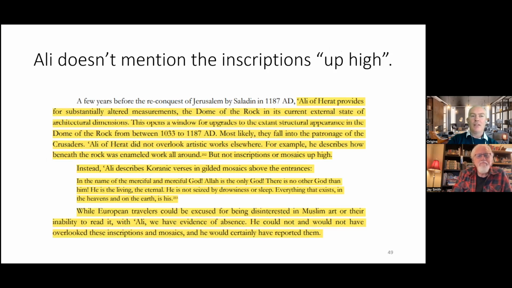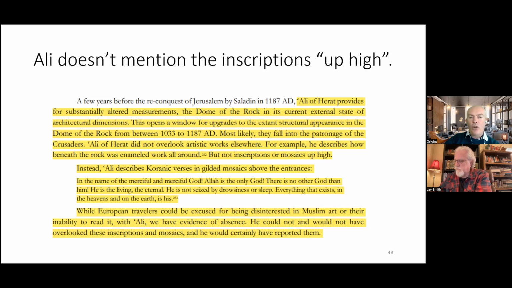Go ahead. Okay, so Ali is another visitor. He doesn't mention the inscriptions up high. A few years later, before the reconquest of Jerusalem by Saladin in 1187, Ali of Herat provides substantially altered measurements. The Dome of the Rock in its current external state of architectural dimensions. This opens a window for upgrades to the extant structural appearance of the Dome of the Rock between 1033 to 1187, most likely falling under the patronage of the Crusaders.